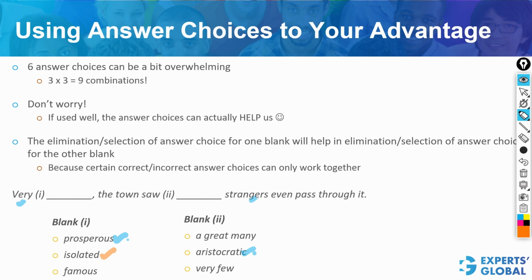Similarly, isolated can work with only very few, and famous would work with a great many. Here we have a sense of depravity in this word "even pass." That means the message is not very positive. Choices such as famous must be eliminated, and if famous gets eliminated, a great many eliminates itself. Similarly, prosperous gets eliminated, and correspondingly, aristocratic eliminates itself. Isolated gets selected, and therefore, correspondingly, very few selects itself. Very isolated, the town saw very few strangers even pass through it.